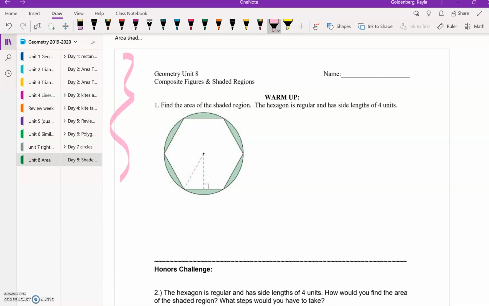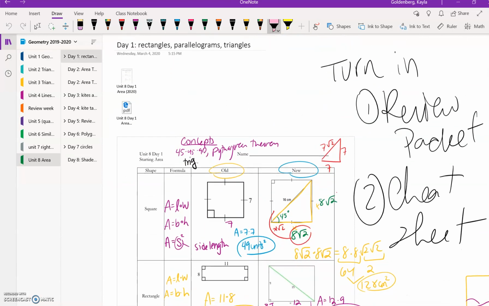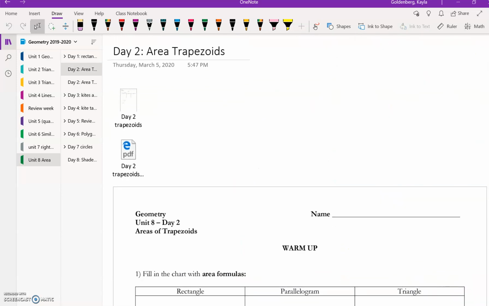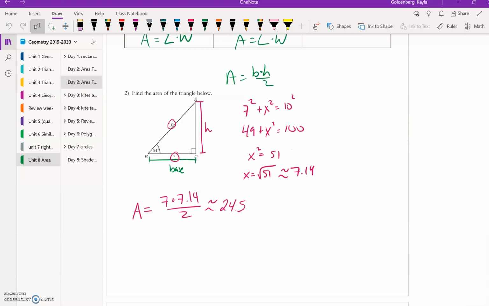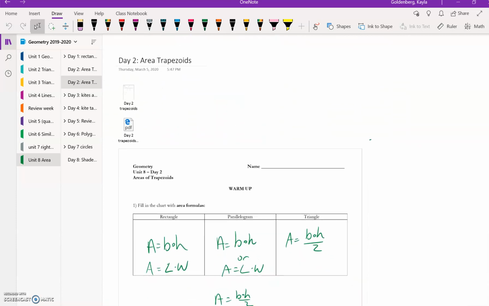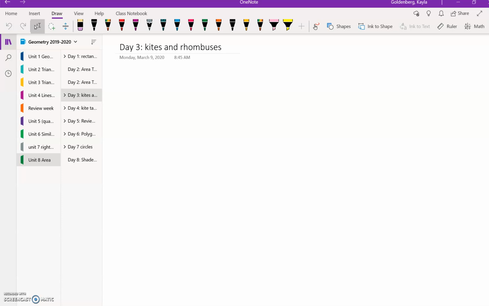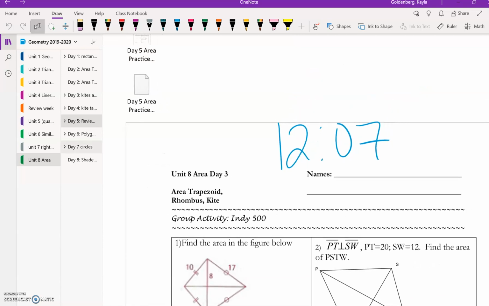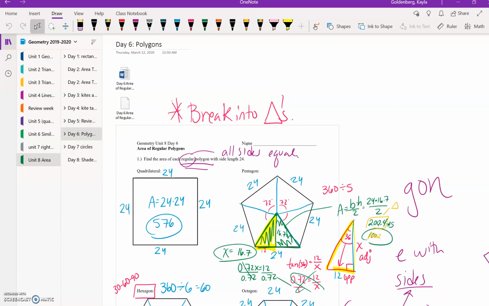Looking back through the different days that we've done previously, we did rectangles, parallelograms and triangles. We moved on to day 2, areas of trapezoids. Day 3, we did kites and rhombuses. Day 4, we were doing area two-ways. Remember, that was more of an honors topic. Day 5, we were doing some review before we did a quiz. I'm still grading those, by the way. I will have those done soon. And then day 6, we did polygons.